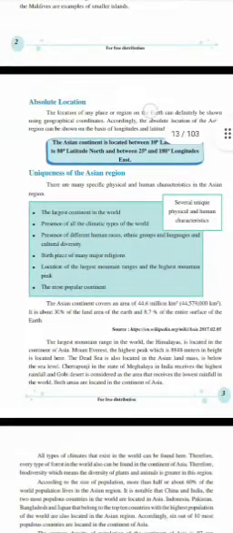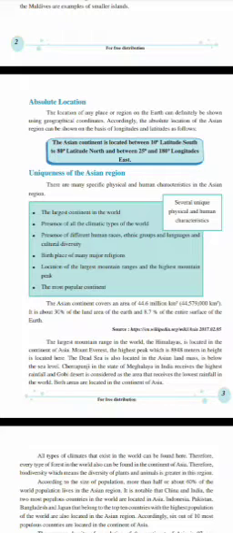Then absolute location. So I told you what an absolute location is. Absolute location is the expression of latitudes and longitudes. In the textbook there is a long definition for you to study, so you can remember this.